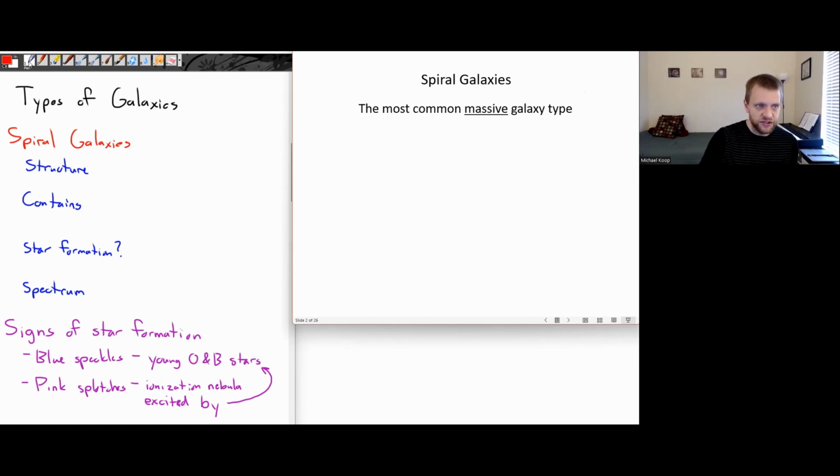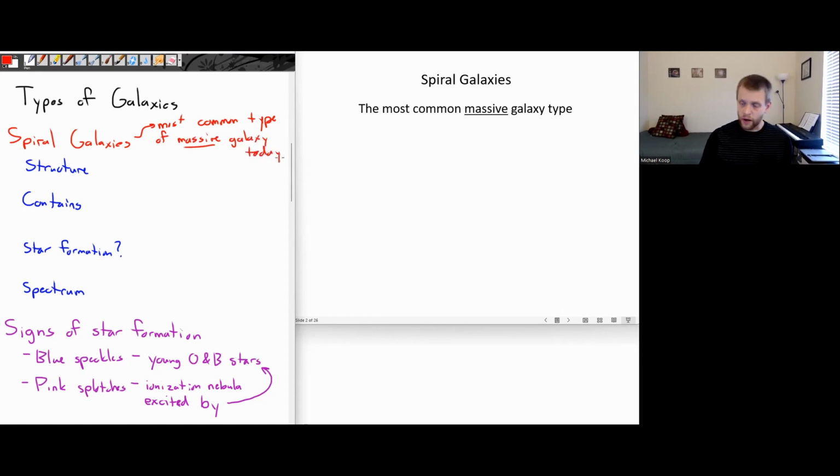And these spiral galaxies today are the most common type of massive galaxy. We are going to see how there are other more common types of galaxies just as a whole, but if it is a relatively high mass galaxy, it's probably more likely to be a spiral galaxy than any other type. We'll talk about many more types of smaller galaxies in a little bit.